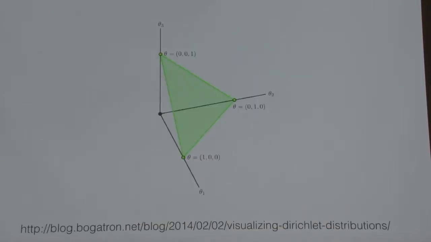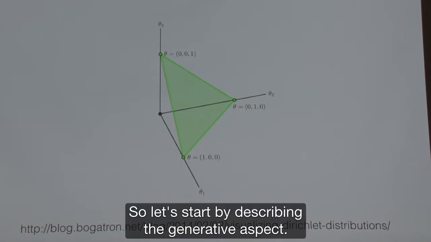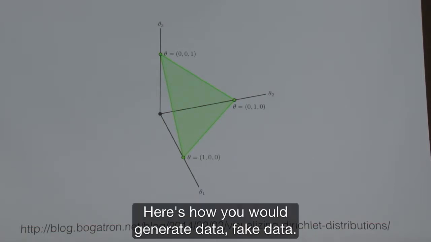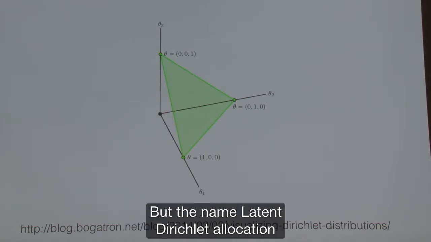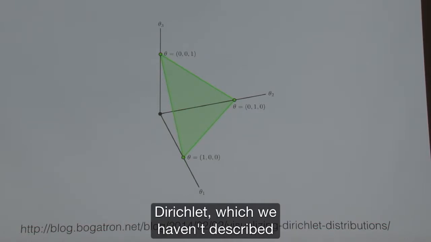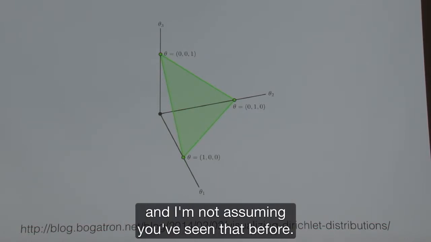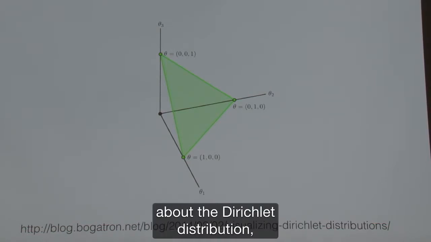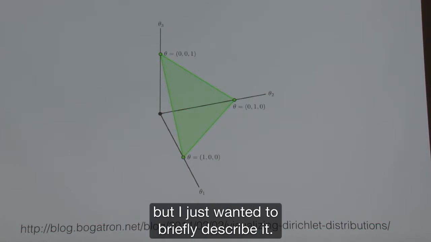Okay. So let's start by describing the generative aspect. That is, I'll describe the latent Dirichlet allocation generative model. Here's how you would generate data, fake data, right? But the name latent Dirichlet allocation suggests it has something to do with something called Dirichlet, which we haven't described, and I'm not assuming you've seen it before. So I'm not going to go into all the mathematical details about the Dirichlet distribution, but I just wanted to briefly describe it.